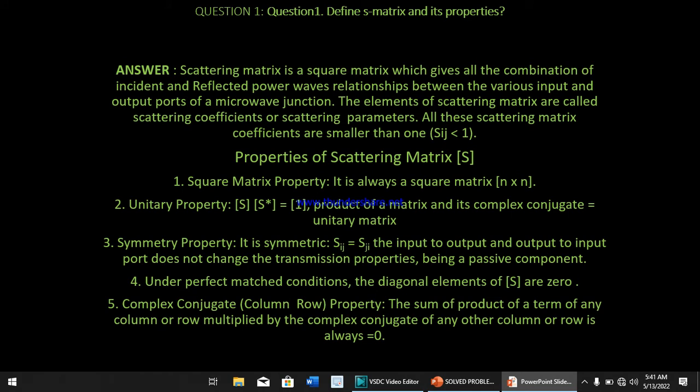Number 5, it has complex conjugate property. The sum of products of the terms of any column or row multiplied by the complex conjugate of any other column or row is always 0. Number 6, all these scattering matrix coefficients are always less than 1.